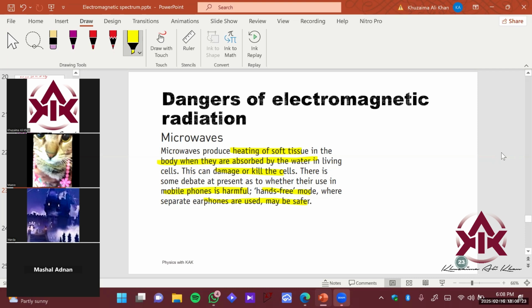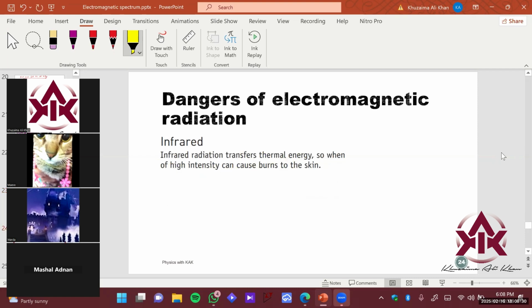These are practical scenarios. We can also watch videos. There are patients who have been diagnosed with this issue. Then next we have infrared waves. Right, infrared waves, where were they?